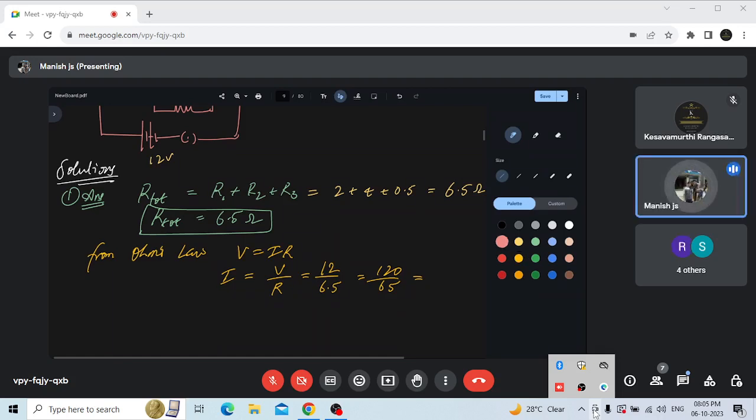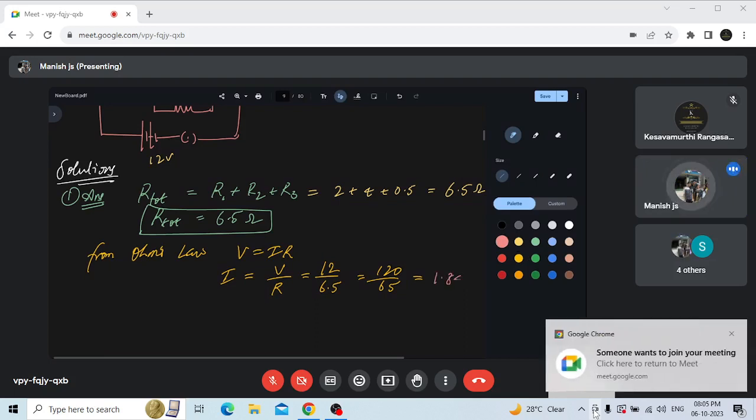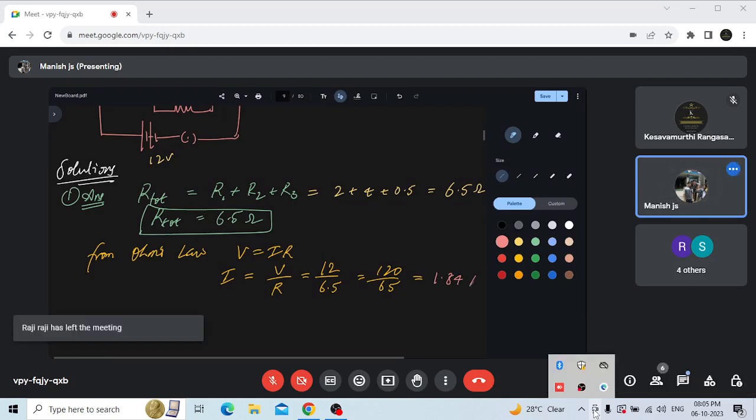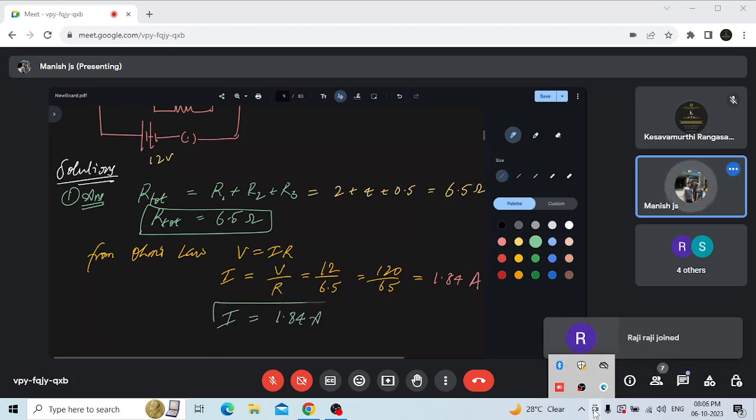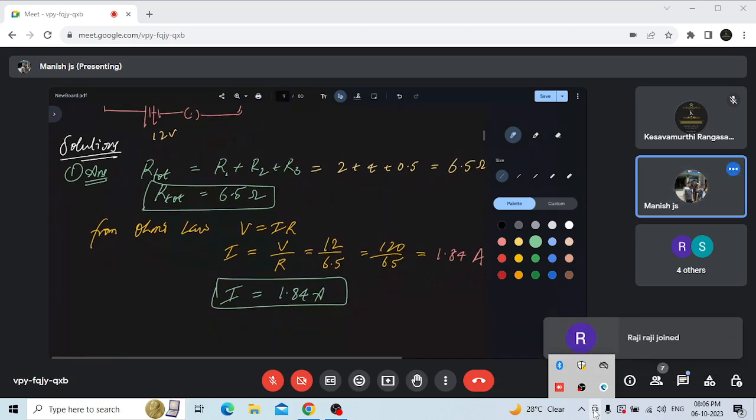You must be getting somewhere around 1 point. I'm getting 1.8. Okay, approximately 1.8, I think 4. So you must be getting 1.84 amperes. You're getting that answer. So the current flowing in the circuit is roughly 1.84 amperes. That is the total current. Is it clear? So this is how you find out.